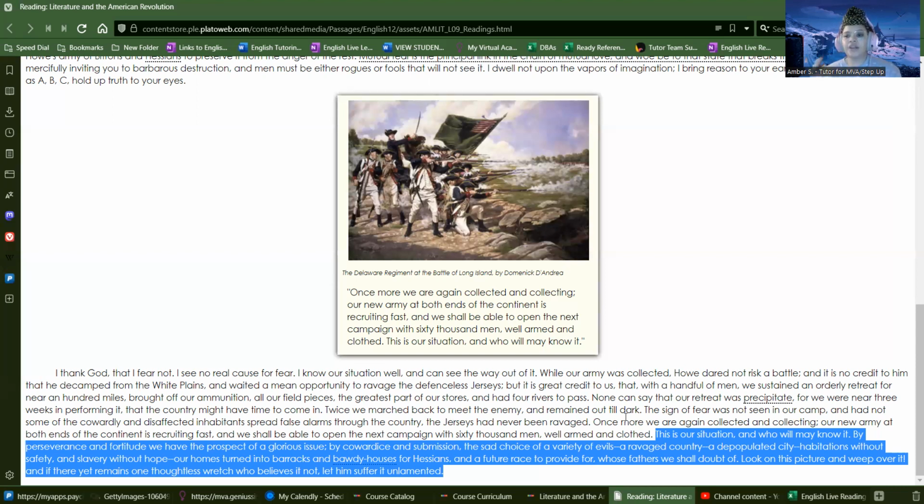So then he says, look on this picture. So that's a description of what they have to look forward to, all these terrible things. Look at this picture and weep over it. And yet, if there yet remains one thoughtless wretch who believes it not, let him suffer it unlamented. So basically what he's saying, if there remains one thoughtless wretch, so one person, one awful person who doesn't think that this is what's going to happen, let him suffer it without anybody feeling bad for him. That's what unlamented means.